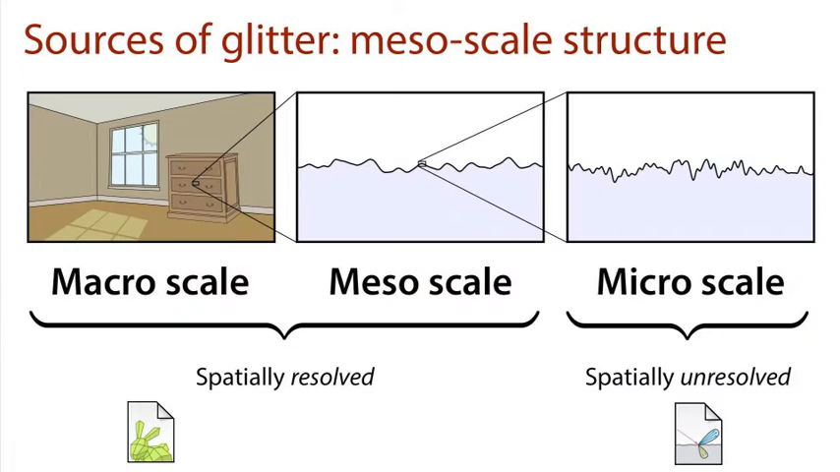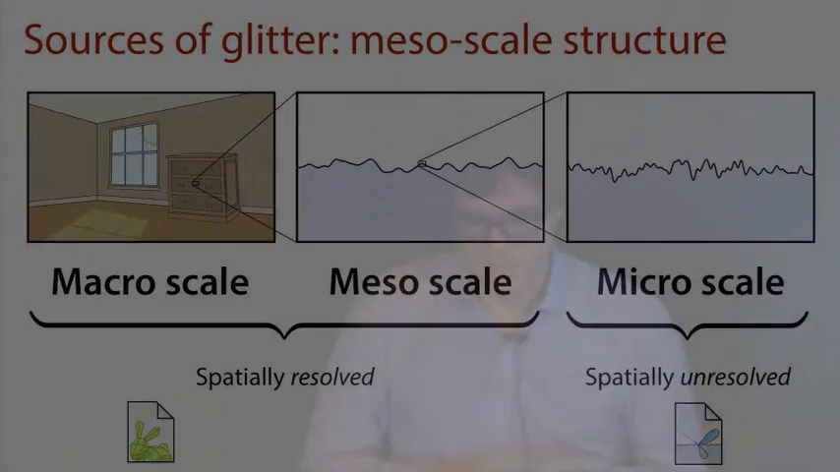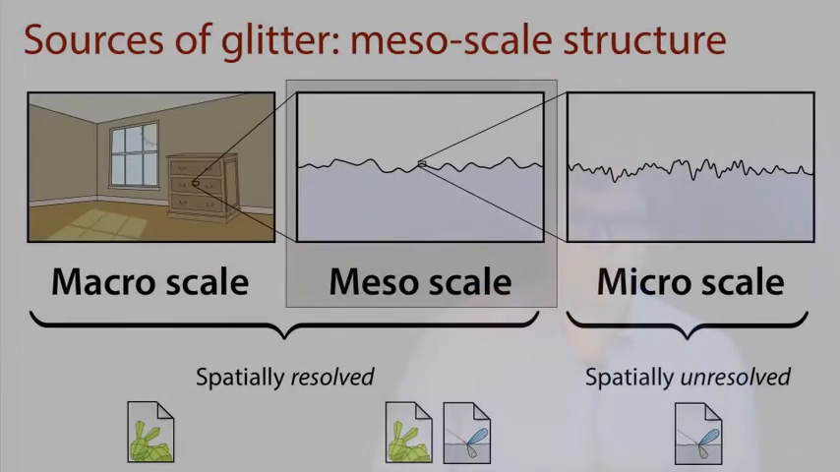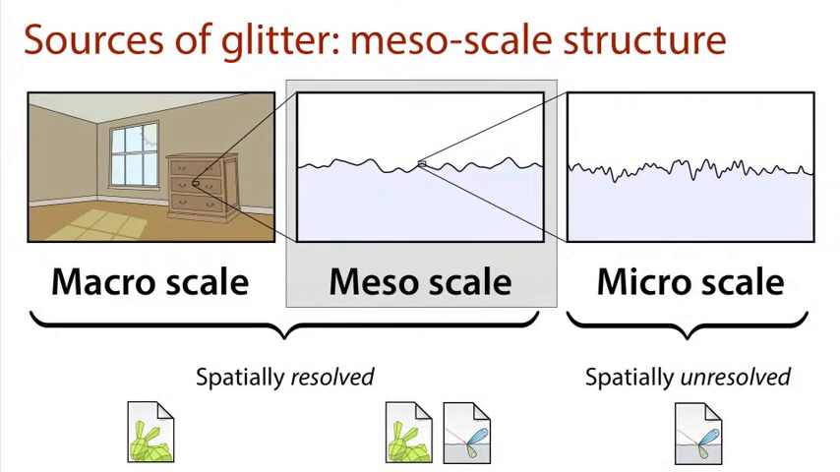Now, in graphics, we have very good tools for dealing with the 2 extremes. In the end, that's the purpose of geometric models and the reflectance models. But the mesoscale is fascinating because this is where materials and the geometry meet, and we can still see the effects of this with our eyes. And this is where glitter occurs.